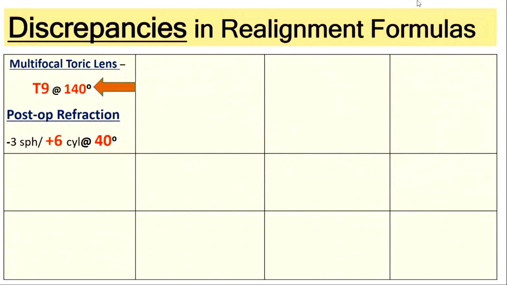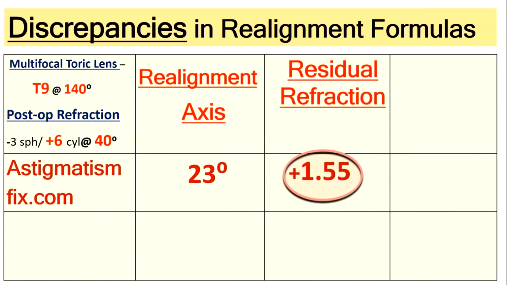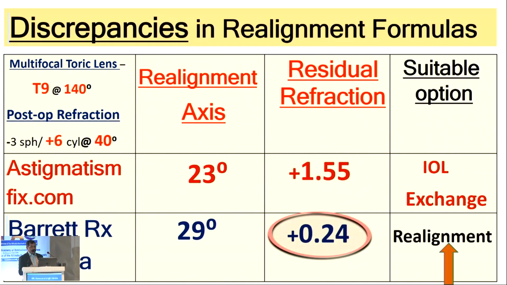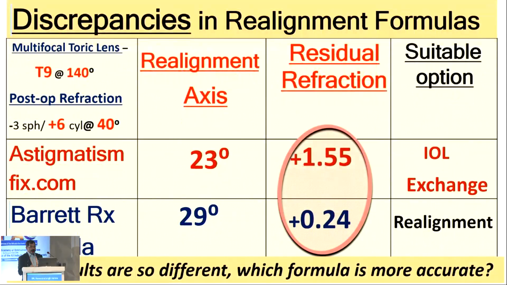In this case, AT9 multifocal toric lens was implanted with post-op refractive surprise of 6 diopter. According to astigmatismfix.com, realignment would result in residual refraction exceeding 1.5 diopters, making an IOL exchange a more suitable option. In contrast, the Barrett RX formula suggests that realignment is the best option. Why are the results so different? And which formula is more accurate?